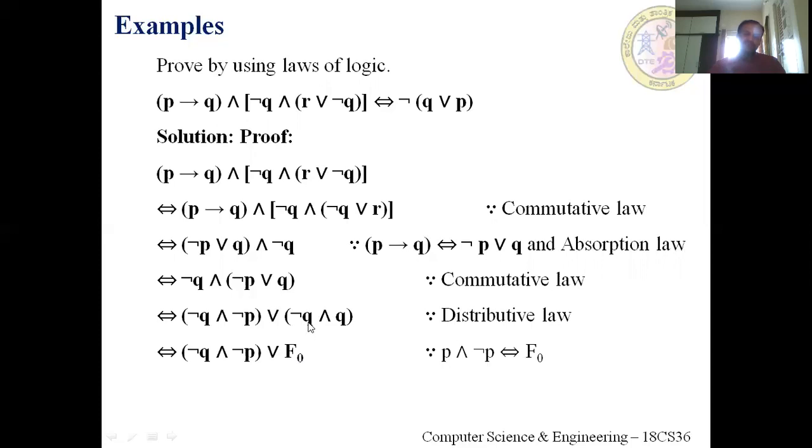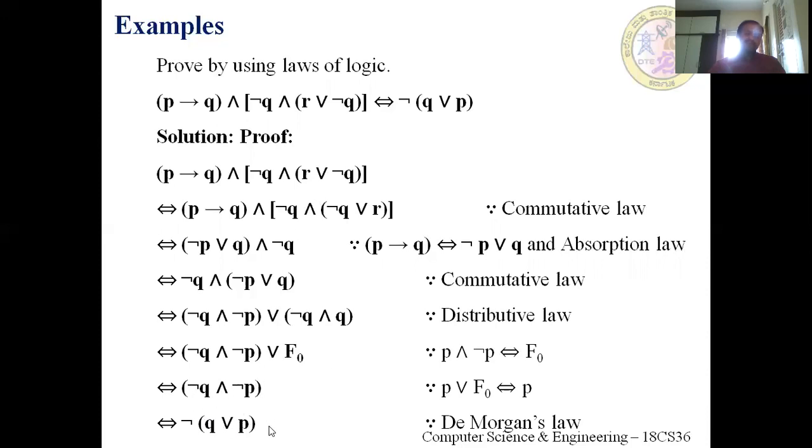Finally, I'm replacing negation of Q and Q with the contradiction. Next step goes like this. We know that P or contradiction is logically equivalent to P. That's why here, negation of Q and negation of P, or contradiction, is logically equivalent to P. P is nothing but negation of Q and negation of P. Now once again take the negation as the common factor because of De Morgan's law. De Morgan's law states that negation of Q or P is logically equivalent to negation of Q and negation of P. Finally, I am able to get the RHS.